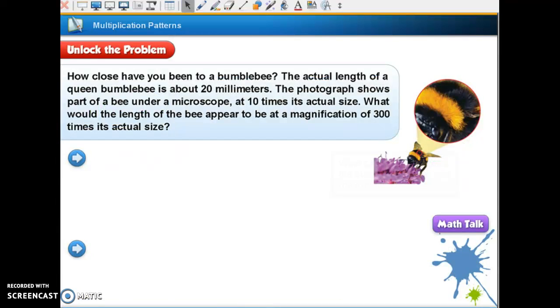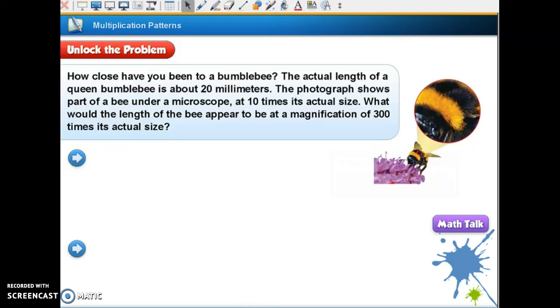How close have you ever been to a bumblebee? Too close sometimes, huh? The actual length of a queen bumblebee is about 20 millimeters. The photograph shows part of the bee under a microscope at 10 times its actual size. What would the length of the bee appear to be at a magnification of 300 times its actual size?